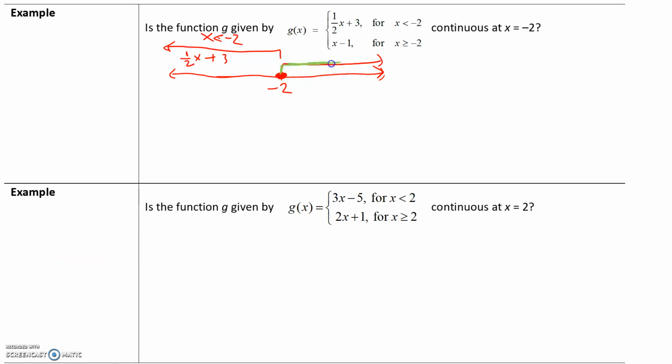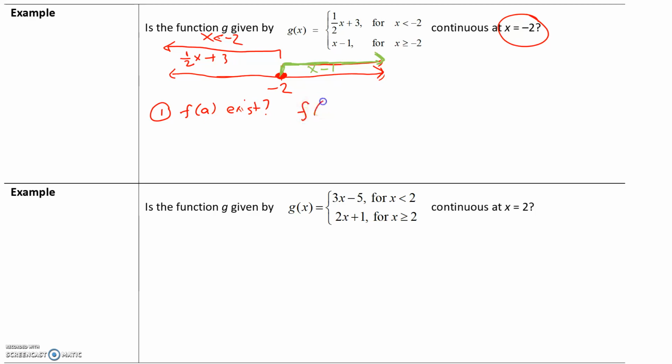Okay, so on this side, when x is greater than or equal to -2, for this domain, our function is going to be x minus 1. So that's kind of what's going on, right? So let's go through and check all three of the conditions based on this. Number 1, does f of a exist? Now our a value is -2. We're trying to figure out if f of x is continuous at -2.